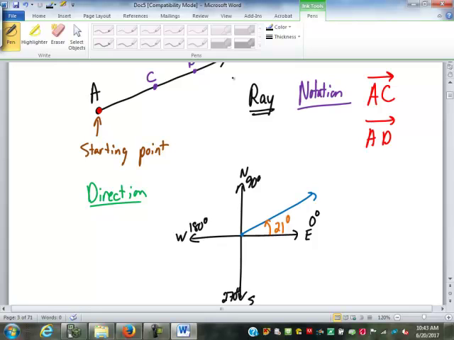Now, there's something called vectors as well that look very similar to rays. Vectors not only have a starting point and a direction, they also have a magnitude, which is their length. So it doesn't go on forever. It goes a certain distance. Even though there's an arrowhead on it, it doesn't go on forever. We're just talking about rays, where the direction is all that we have to worry about.